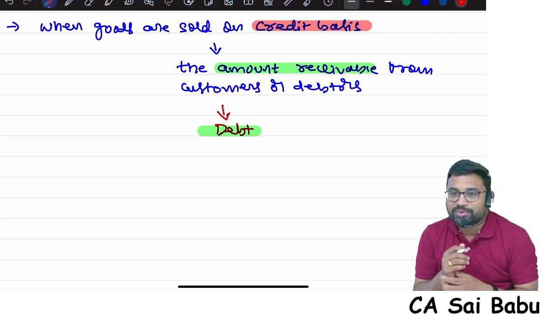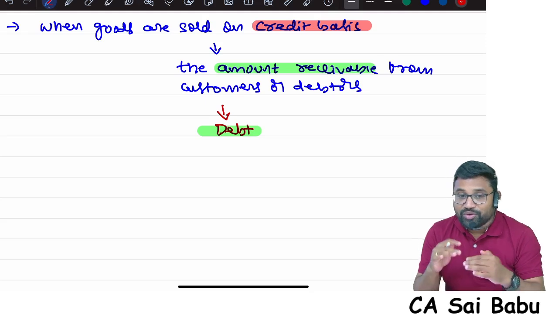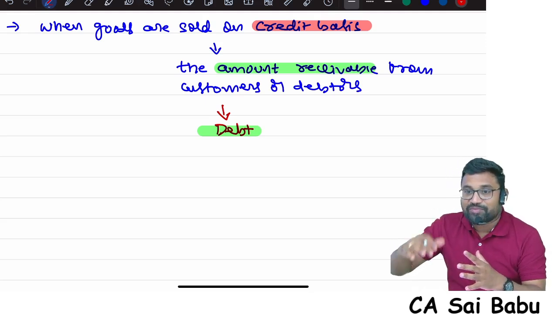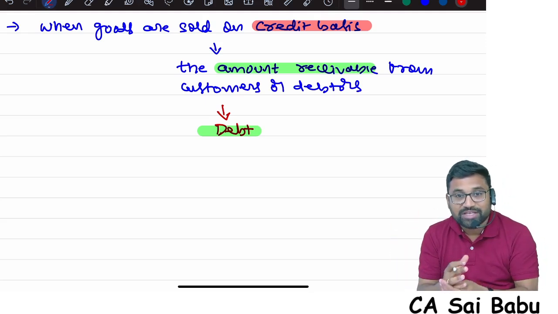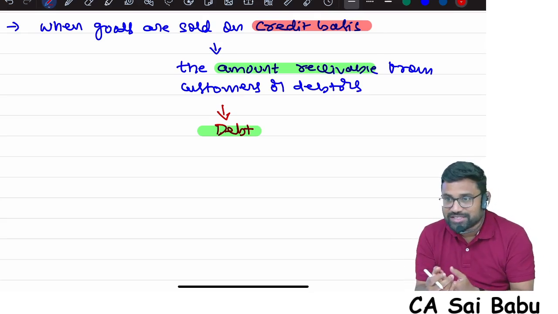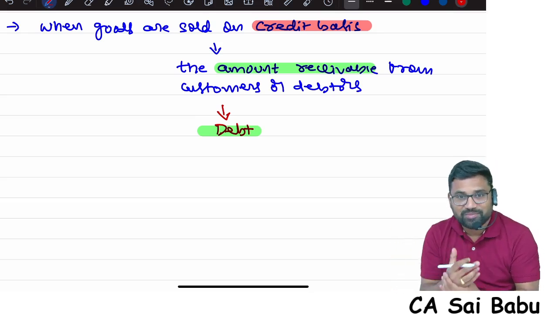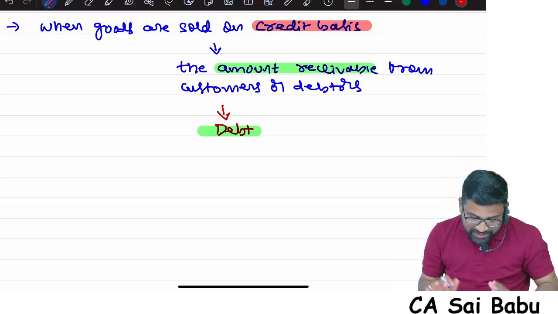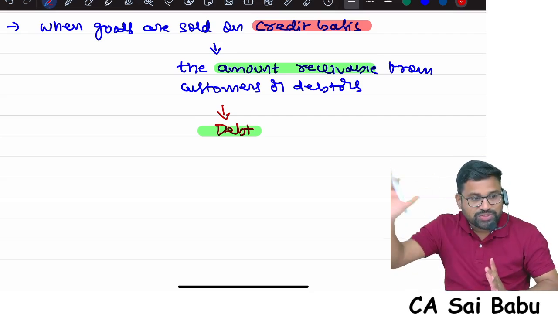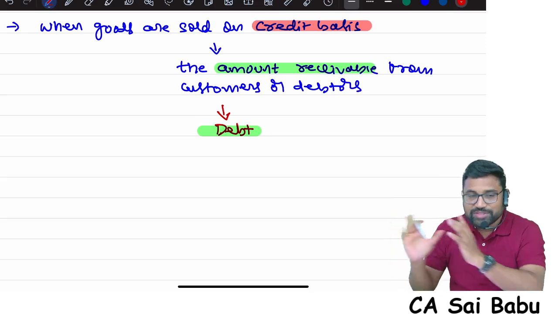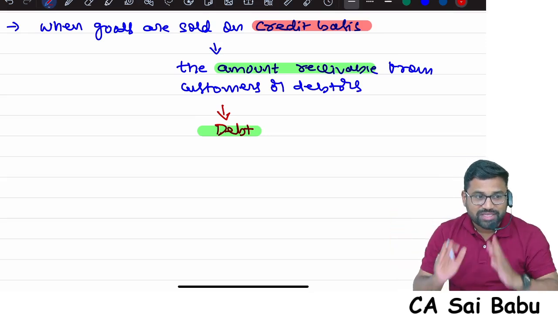Now tell me what I need to do. I know that there is a risk. Some of the debtors will not make the payment, so I have to be ready for that loss. That's how the concept of provision for doubtful debts came. Therefore, when we sell goods on credit basis, we need to receive the amount from the parties. That is called basically debt.